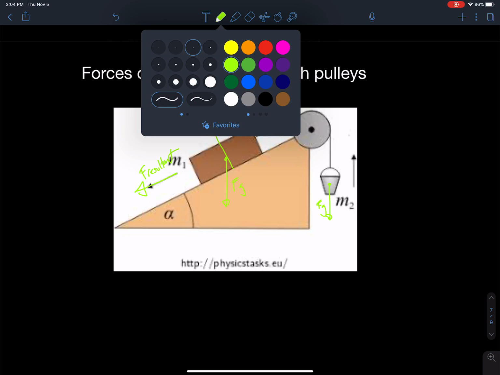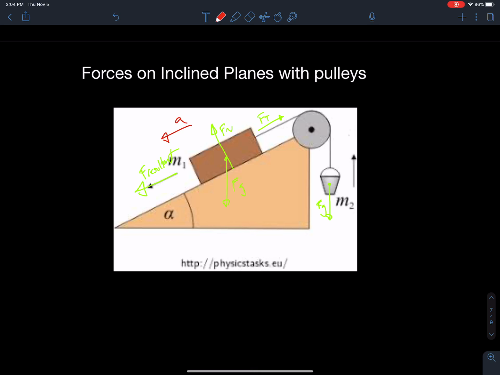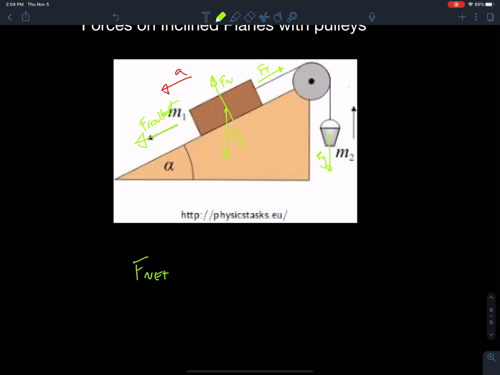So if this object is accelerating in that direction, then my Newton's second law would look something like this, where my F resultant minus the force of tension in that direction, which is actually the force of gravity on the bucket, so I'm going to just label that FG2, is going to equal mass times acceleration.